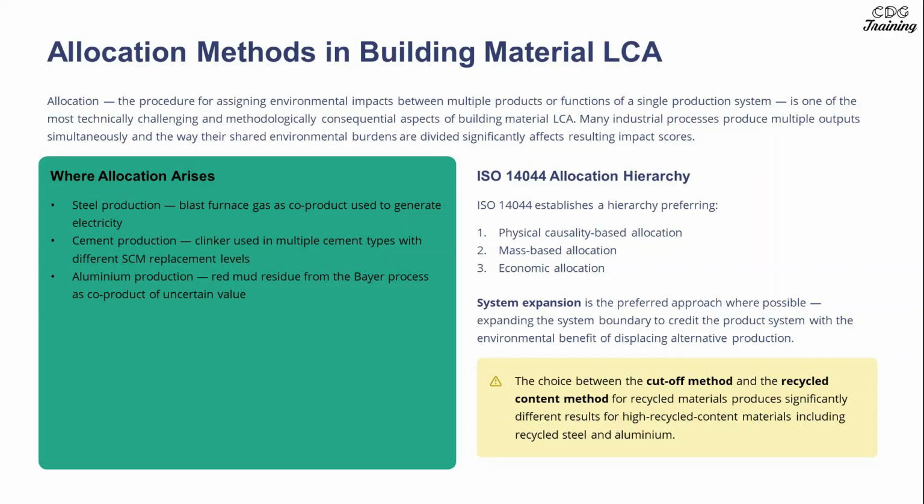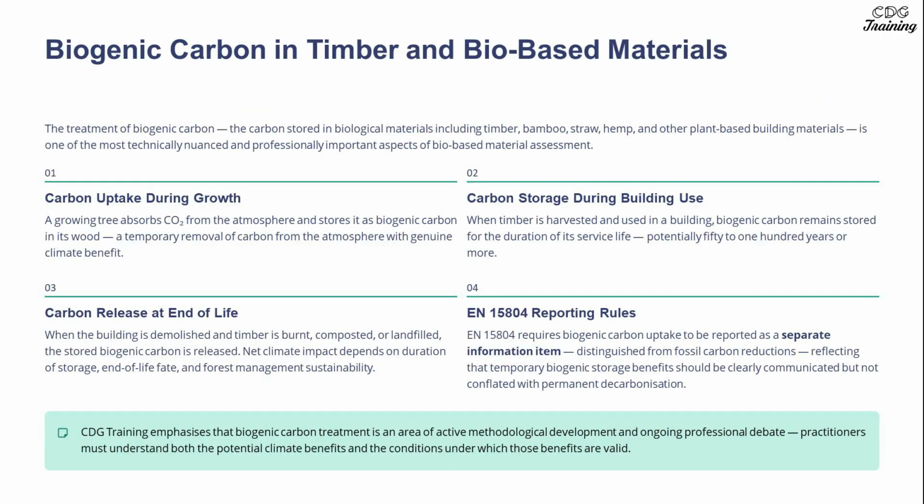Allocation is the procedure for assigning environmental impacts between multiple products or functions of a single production system. ISO 14044 establishes a hierarchy preferring physical causality-based allocation, mass-based allocation, and economic allocation, with system expansion as the preferred approach where possible. The treatment of biogenic carbon, the carbon stored in biological materials like timber, is one of the most technically nuanced and professionally important aspects of bio-based material assessment. Practitioners must understand both the potential climate benefits and the conditions under which those benefits are valid.